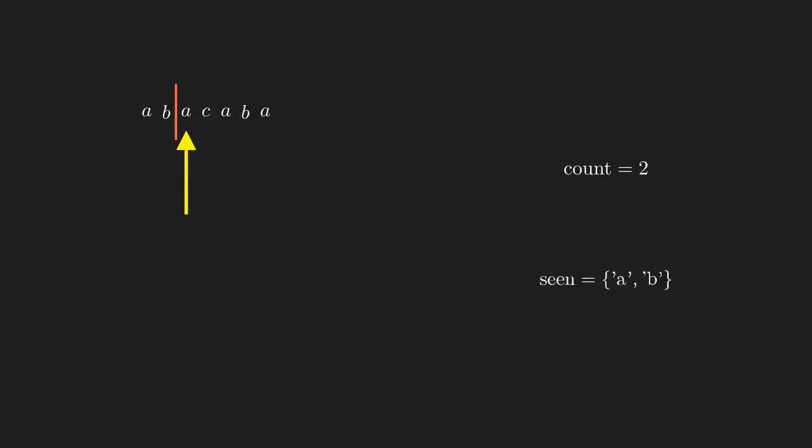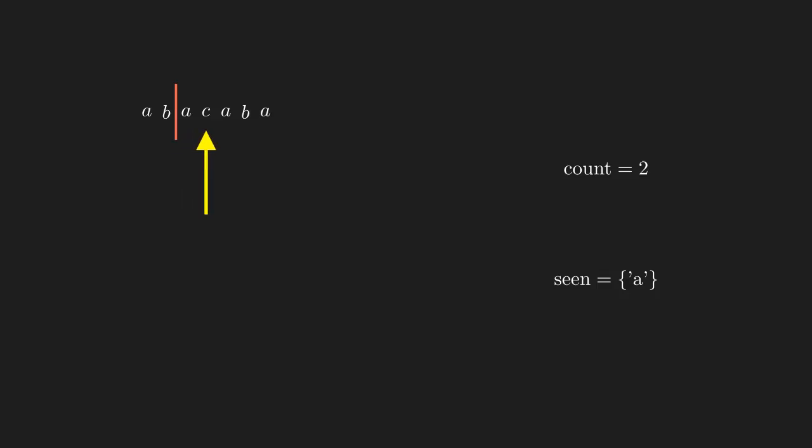Now we must initialize the state for our newly started second partition. The characters from the previous partition no longer matter. We clear our seen set completely. Then, we add the current character, the new a, into this fresh set. The set now contains just a.